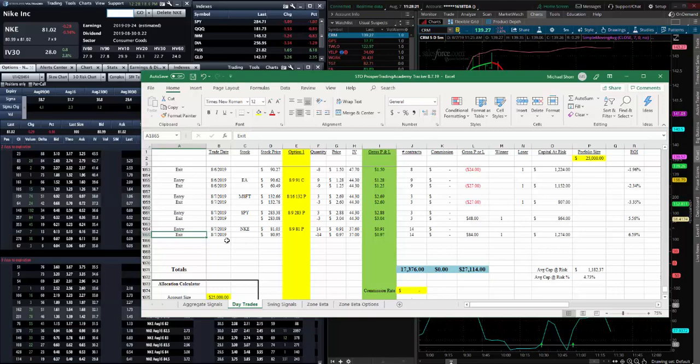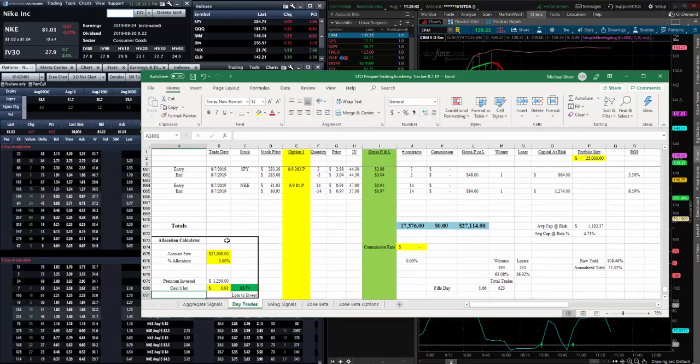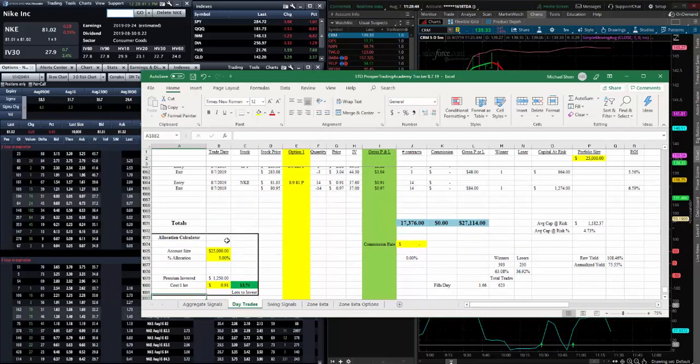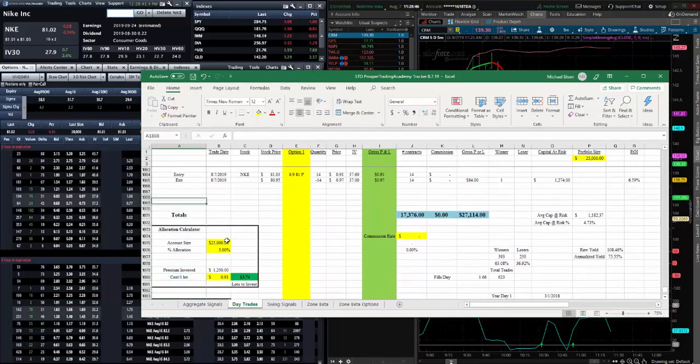I tend to be a little more fastidious with my spreadsheets and data and things like that. Some people are numbers driven. Some people just have it in their head and can do it. But let's look really quick here at Nike. Entry and exit, that's easy. These are both going to be the same date because they're day trades, right?